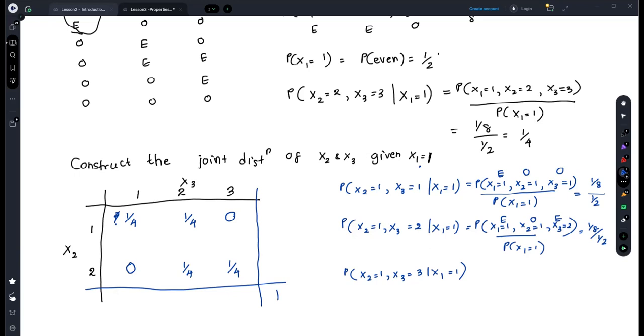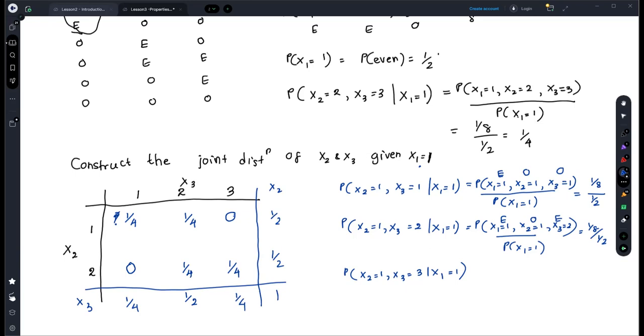Right, so the marginal of x2 is there. And the marginal of x3 is there. Right? So this is how you construct the joint distribution of x2 and x3 given x1 equals 1.